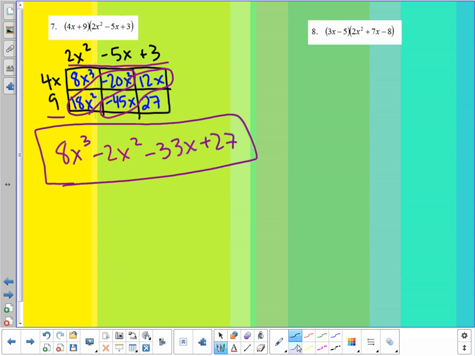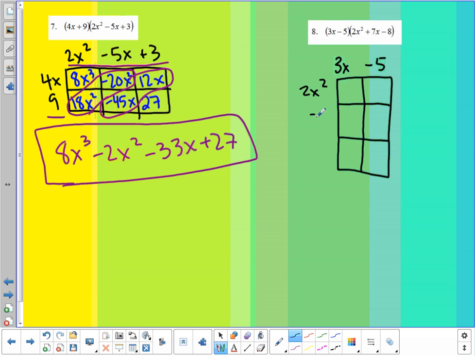Now in number 8, I want to show you it's not going to make any difference if you make your box vertically or if you make your box horizontally. You could switch the order of your terms, and you can do that in a 2 by 2 box as well. I can put the 3x minus 5 on the top and the 2x squared, 7x, and negative 8 on the side. As long as you keep this whole binomial together and that whole trinomial together, it doesn't matter if you make your box this way or that way. You're going to get the same thing.